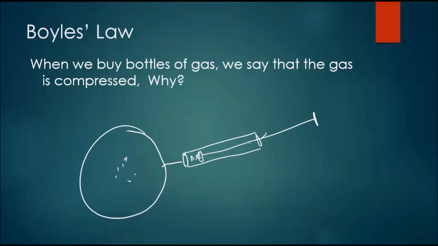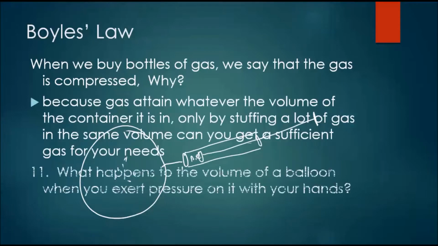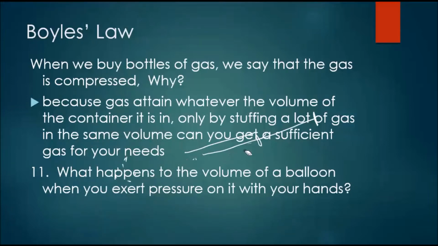So when you're buying scuba tanks, what you want to buy is either by mass or by pressure, telling you how much air is in there. Usually you have a little gauge, and that gauge is measuring pressure. And the more pressure you have, the more breathable air you have in there. So you buy compressed gas. Gases will attain whatever volume of the container it is in. Only by stuffing a lot of gas in the same volume can you get a sufficient gas for your needs.